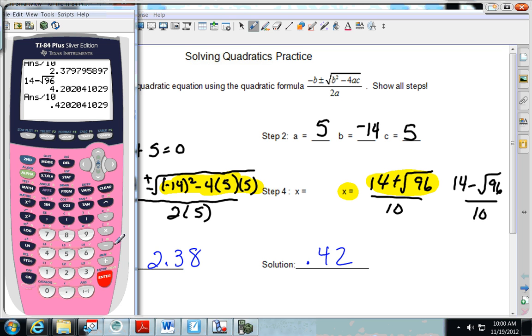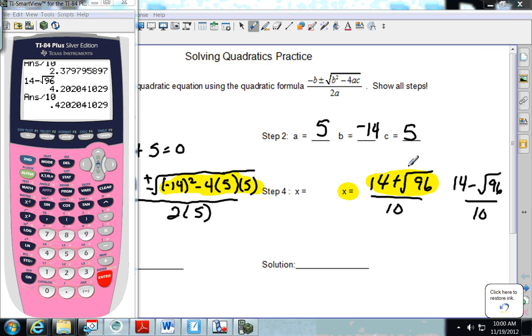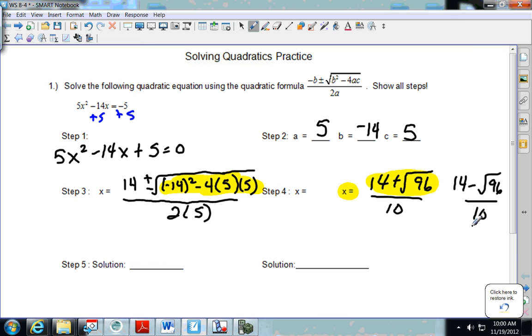Look at what you've done. If you got a different answer, you need to go back. Let's see here, 0.42 and 2.38. Yes, be careful. Make sure you divide by the correct amount.